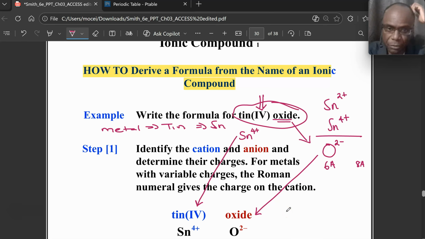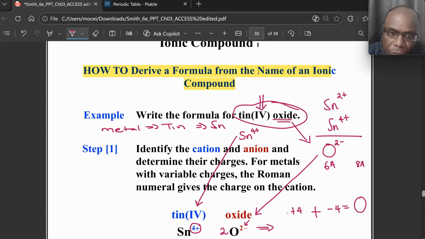combine to give me a neutral charge, what should I do? I see that the tin itself has a charge of 4. The oxide singly brings -2. That means I have to double my oxide to give me 4 minus. So that +4 plus -4 will give me 0. Because we learned the rule before that ionic compounds must always be neutral. So that tells me that I have 2 oxygens in this formula. And I have 1 tin in this formula.